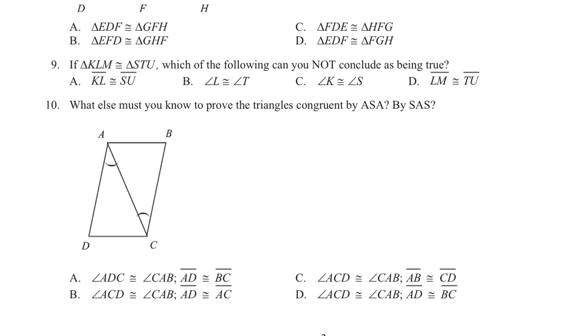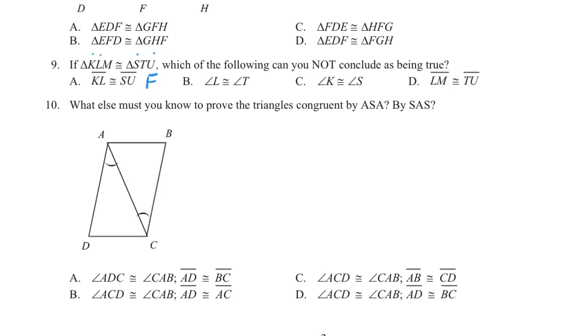So for number nine, we have triangle KLM is congruent to triangle STU. Which of the following can you not conclude as being true? So segment KL is congruent to segment SU. That would be false. Look at the order. KL, SU, that's the wrong order.